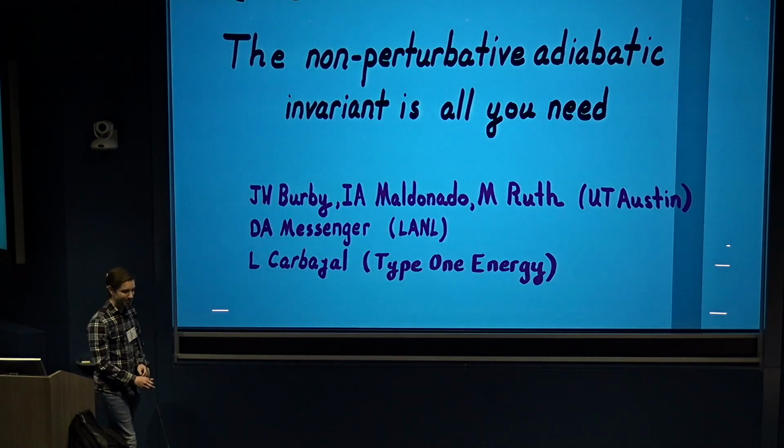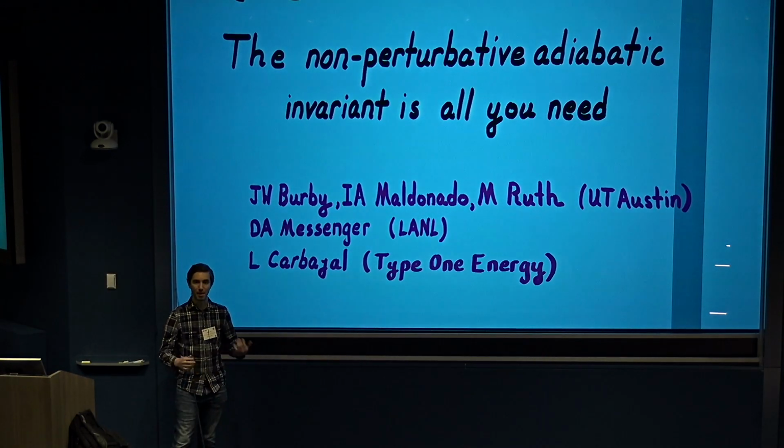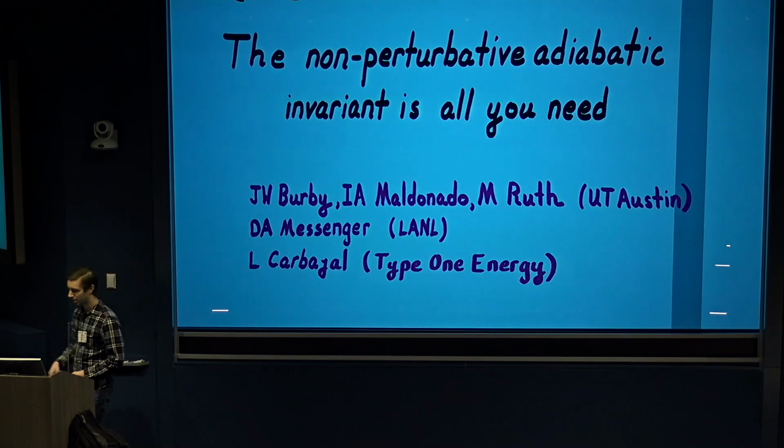So this is a talk about alpha particle modeling and stellarators, but I'm going to frame it more generally, so let me motivate the problem.